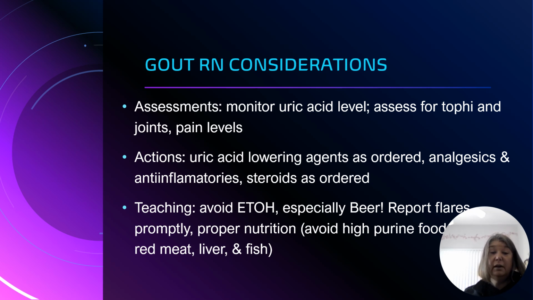Actions, we're going to give meds as ordered. Teaching, a lot of that's going to be diet, right? We're going to talk about beer, alcohol. We're going to talk about education related to purines, what that even means. Avoiding meats and seafood, red meats in particular, and organ meats are apparently the most purine producing. We're going to talk about use of uric acid lowering agents, what to look out for related to gout flares, and reporting gout flares to your physician.